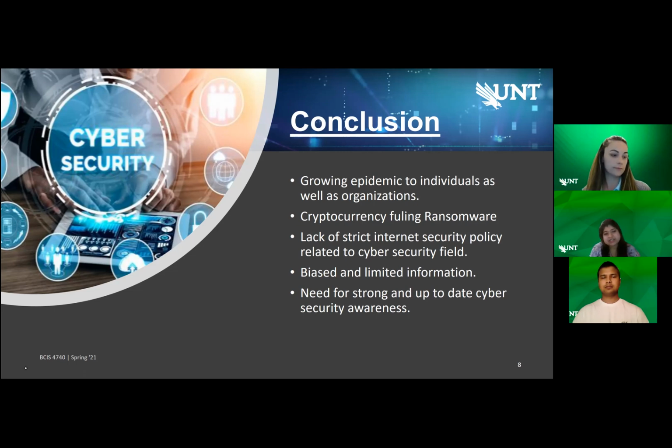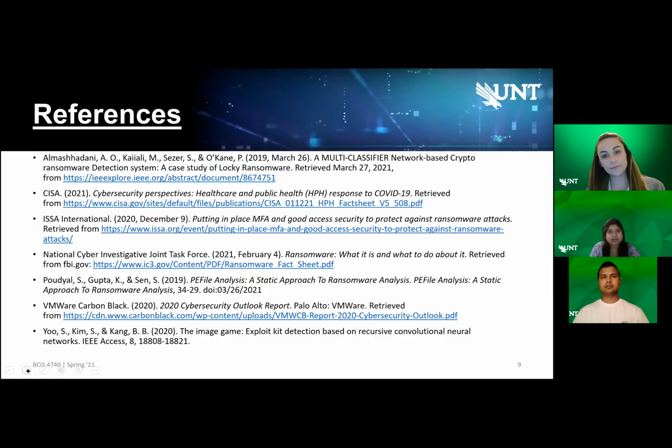Moving on to the references slide, we have used scholarly articles to do our research. Platforms like Web of Science and Zotero were used. These are only a part of our references. Our references can be found in the final report.